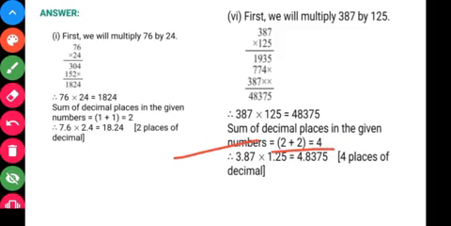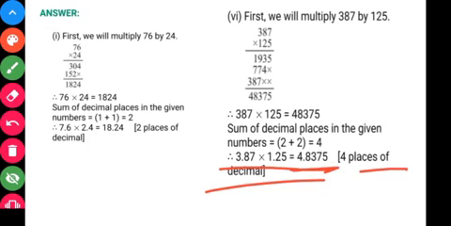The sum of decimal places is 4 and the product of this is 48375. So therefore the product of 3.87 into 1.25, how many places? 4 place decimal, put here 4 place decimal. So this will be shifted to here. So 3.87 into 1.25 is equal to 4.8375. Okay, 4 place decimal. Understand? Now come to next question.